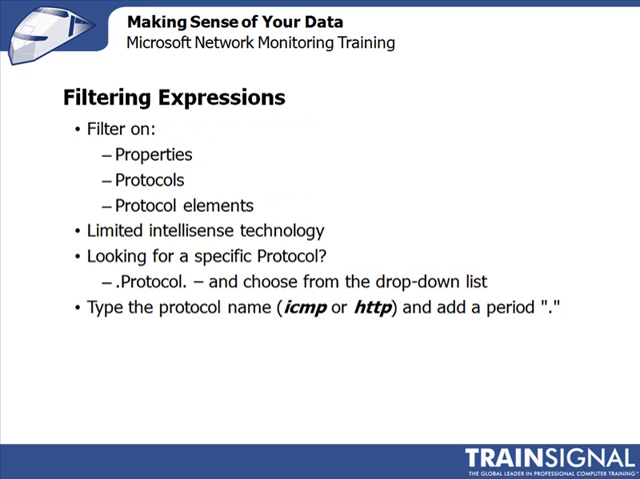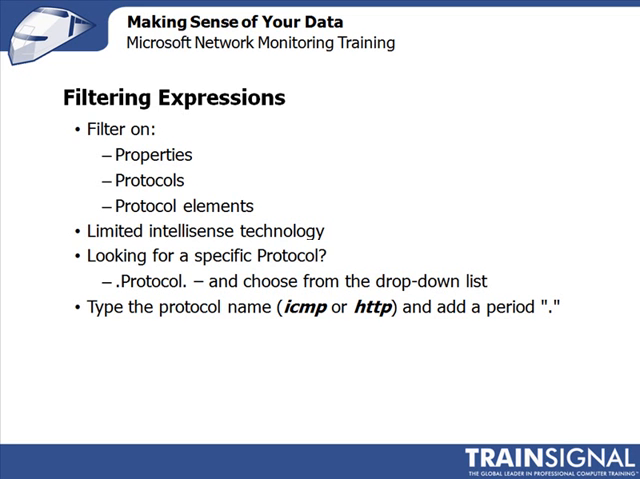Now, the things that you can filter on are things like properties, like an IP address. You can filter on a protocol. Show me all the DHCP or DNS traffic. Show me all the LDAP or SMB. Or protocol elements. And that is easier to show you than it is to explain it. So I'm going to hold off on protocol elements, but I'll show you exactly what I mean by that.